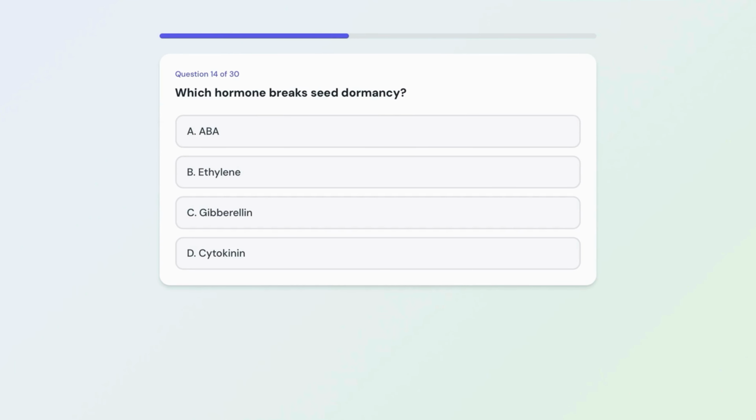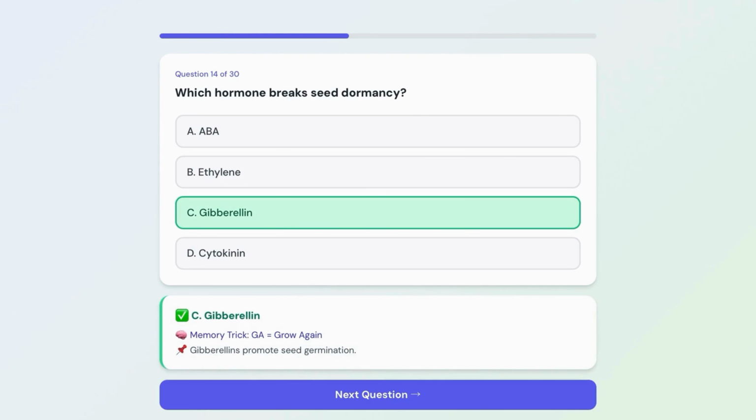Which hormone breaks seed dormancy? Gibberellin. I learned a trick somewhere for this. Seed dormancy is equal to the seed sleeping even though it's alive, and it won't germinate even if the conditions are suitable. So GODI, you have to remember this mnemonic, which means gibberellin overcomes the dormancy.